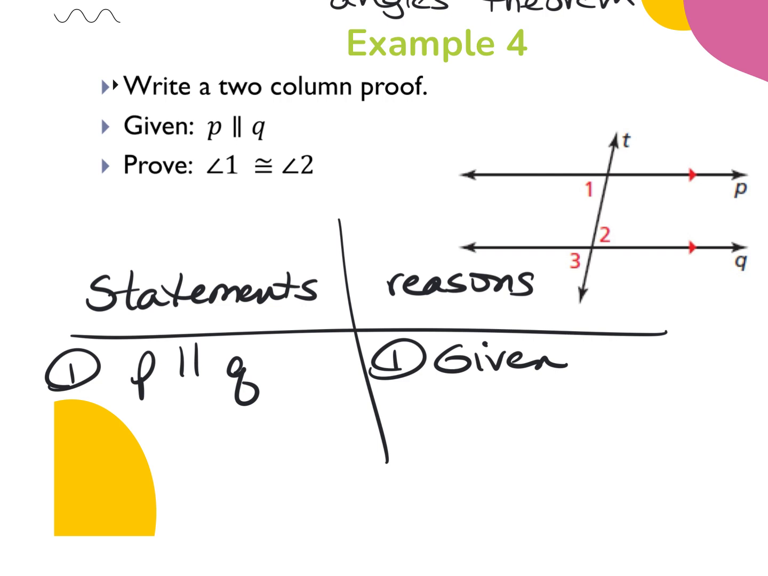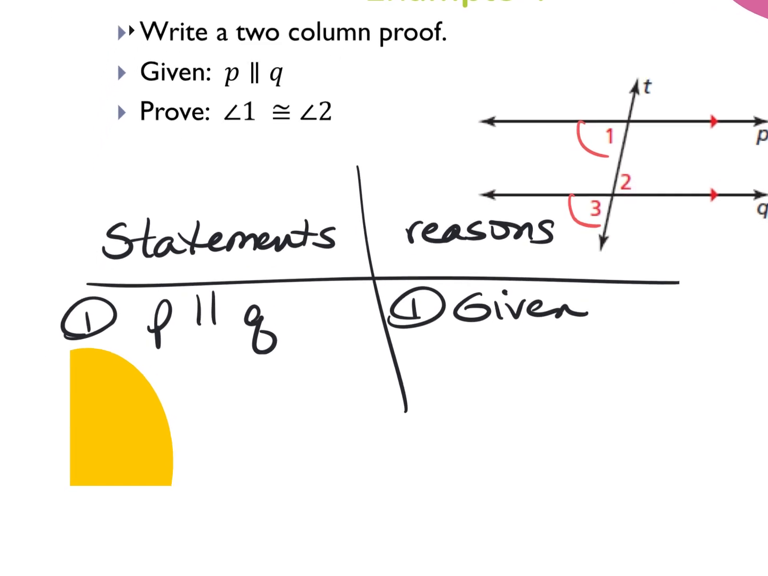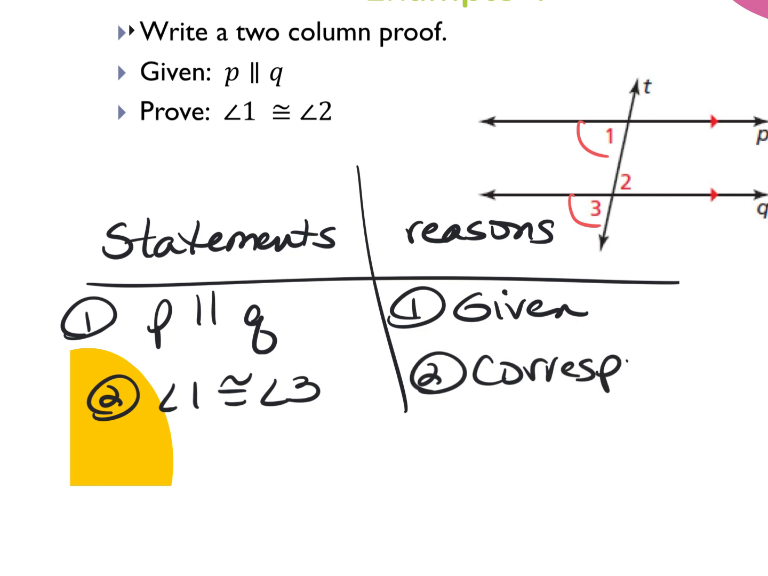But what I'm going to look to see is, what else do I have in here that has been previously proven? I can see that I have some congruent angles here between 1 and 3, and these are corresponding angles. So I can now state that angle 1 is congruent to angle 3, and my reason is the corresponding angles theorem. And I'm going to abbreviate theorem as THM.